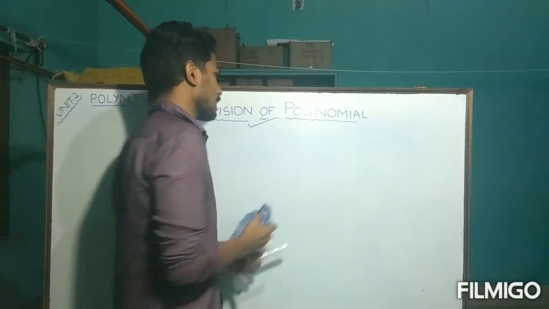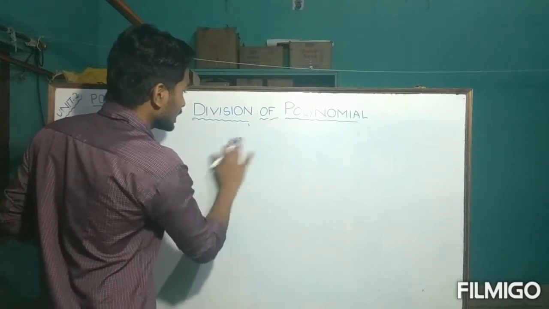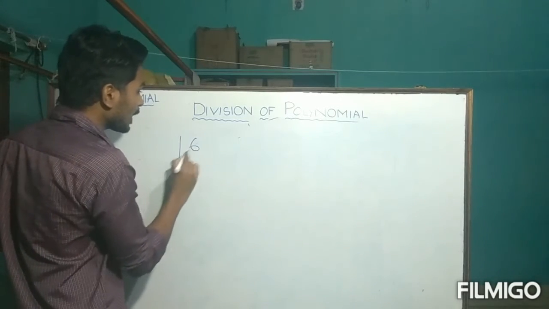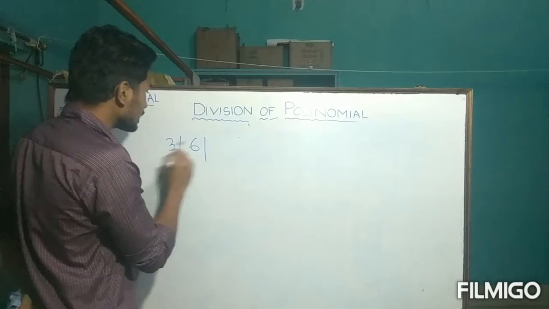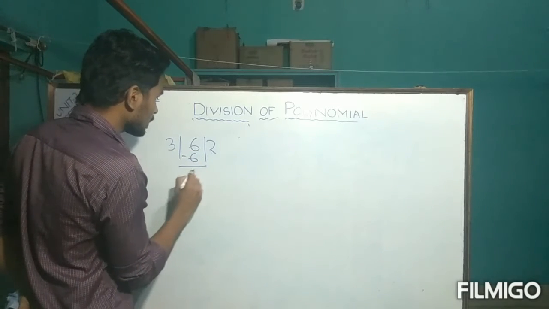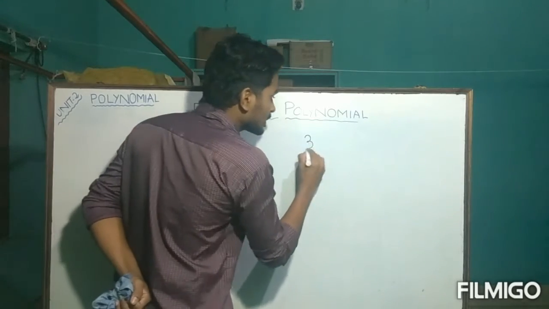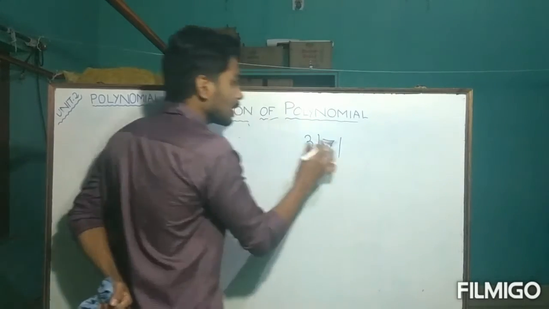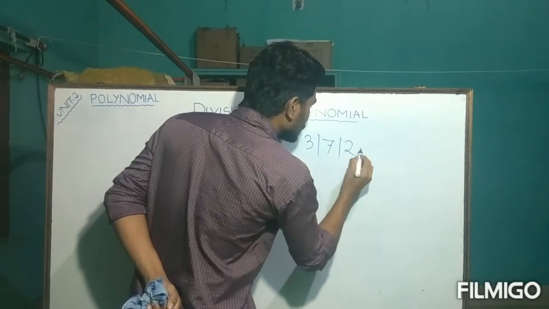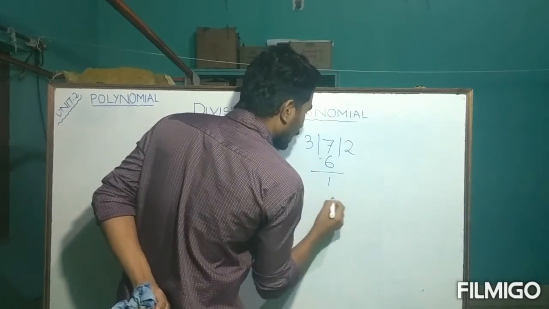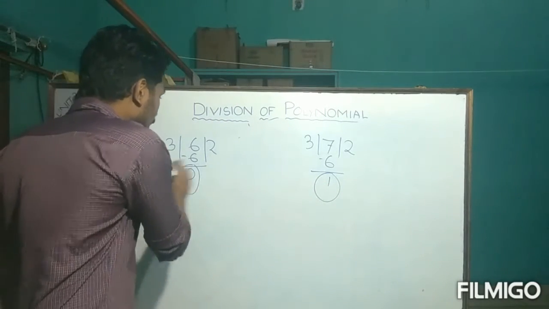So let's start. Suppose we have 6 divided by 3. The answer is 2, so the remainder is 0. Suppose 7 is divided by 3. Then what will the remainder be? 3 twos are 6, remainder 1. So in this case the remainder is 1, and in the previous case the remainder is 0.